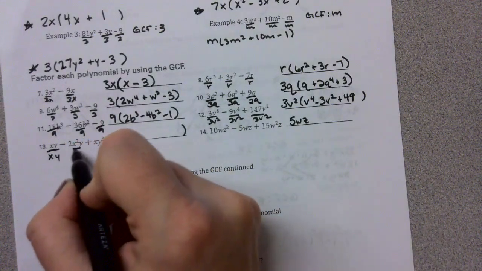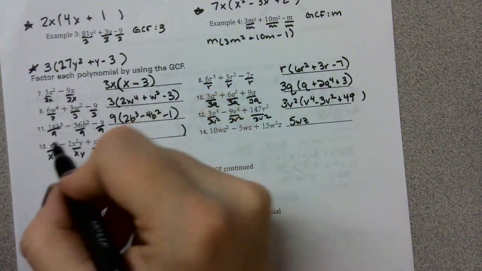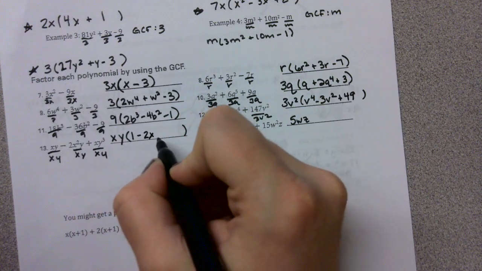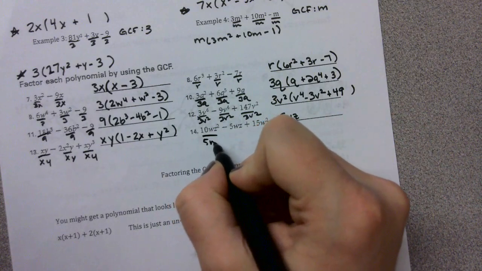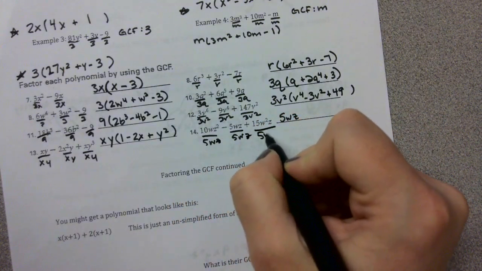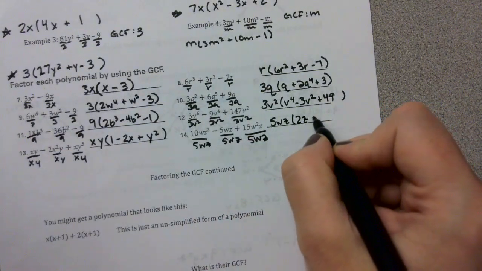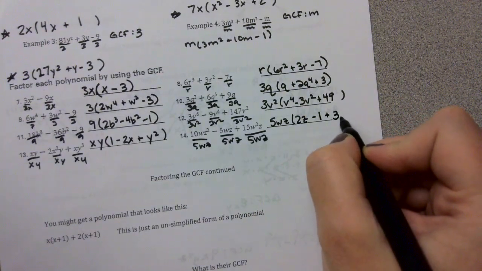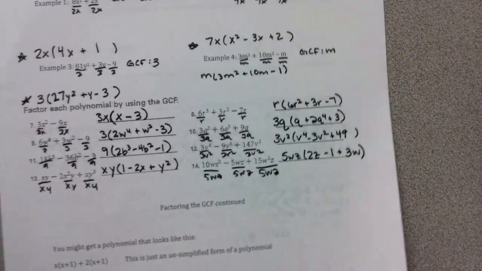Divide by xy, xy, xy. You're going to get a 1 minus 2xy squared. Here, you're going to have 2z minus 1. Okay, and that's part 1.